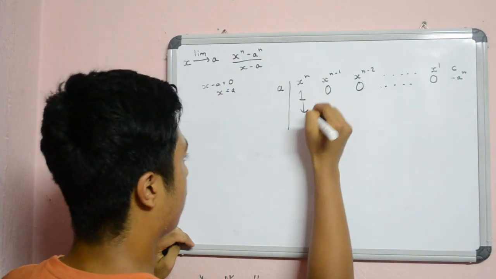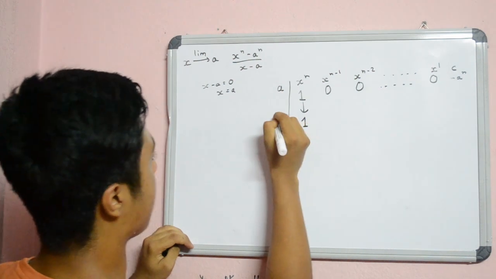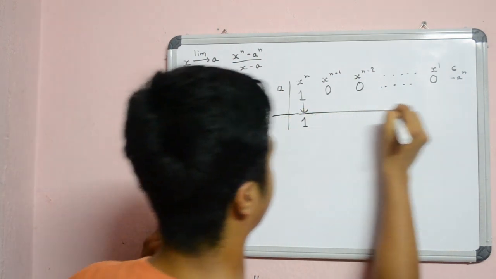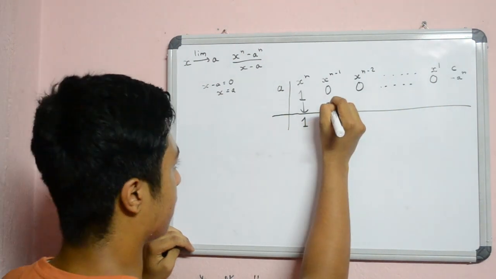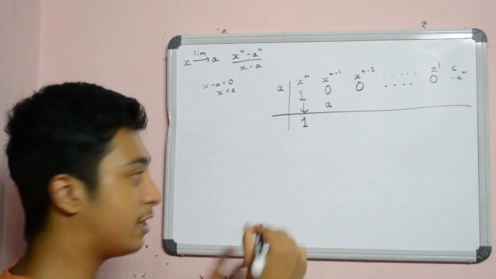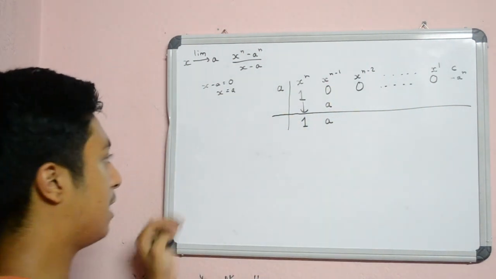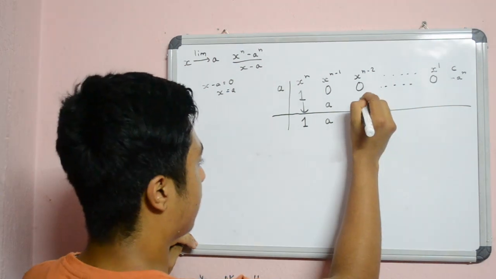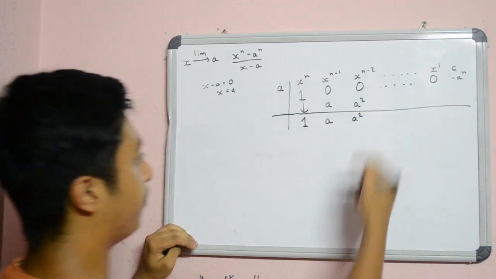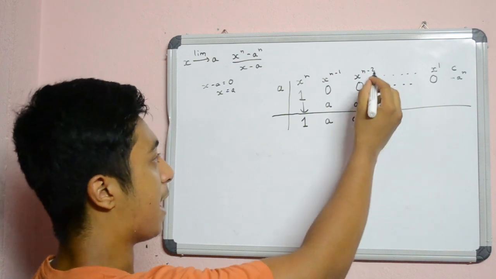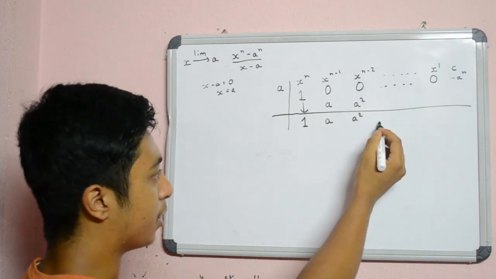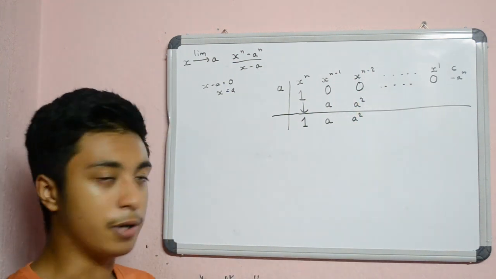We'll put this down and bring it over here. Now this a will multiply with that, it will give a. These two we now add, we'll get a. Multiply, we'll get a square, add them, we'll get a square. Now this pattern will continue. It will be a cube for x to the power n minus 3, and a cube here, a to the power 4, a to the power 4 and so on.